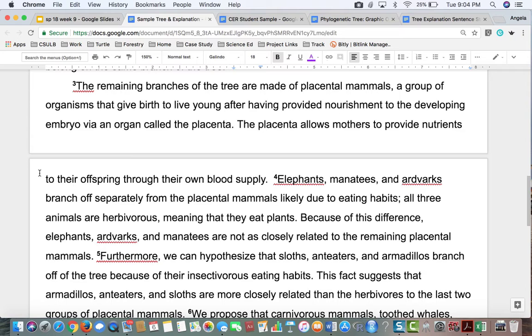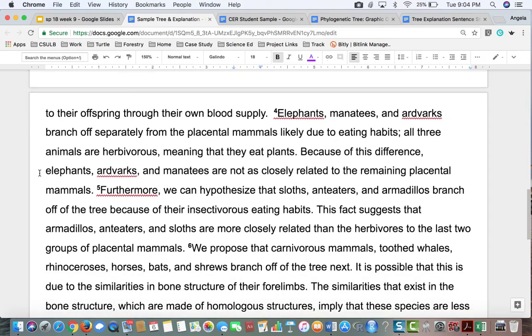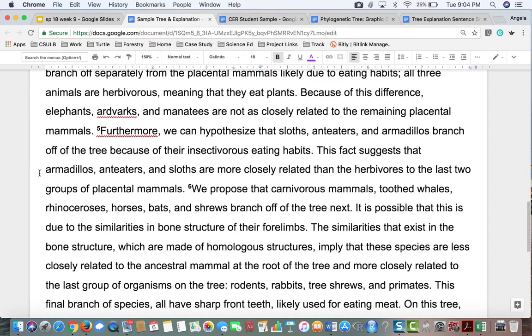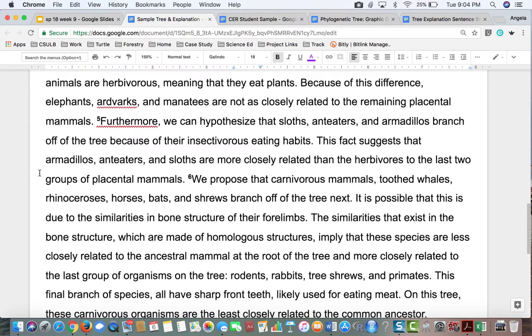Elephants, manatees, and aardvarks branch off separately from the placental mammals, likely due to eating habits. All three are herbivorous, meaning that they eat plants. Because of this difference, elephants, aardvarks, and manatees are not as closely related to the remaining placental mammals. Furthermore, we can hypothesize that sloths, anteaters, and armadillos branch off the tree because of their insectivorous eating habits. That means they eat insects. This fact suggests that armadillos, anteaters, and sloths are more closely related than the herbivores to the last two groups of placental mammals.